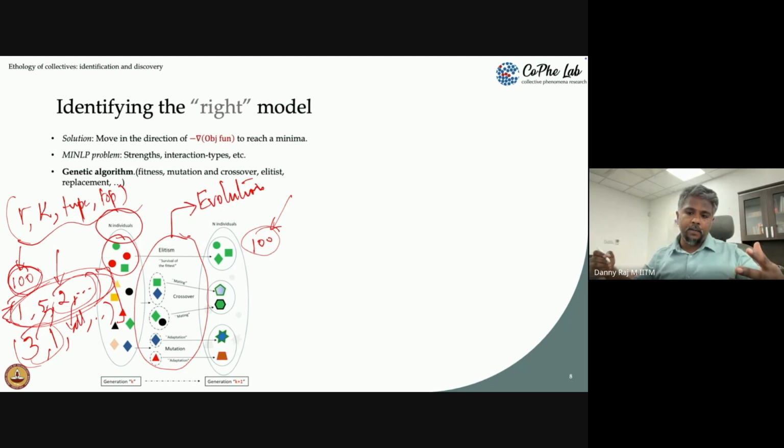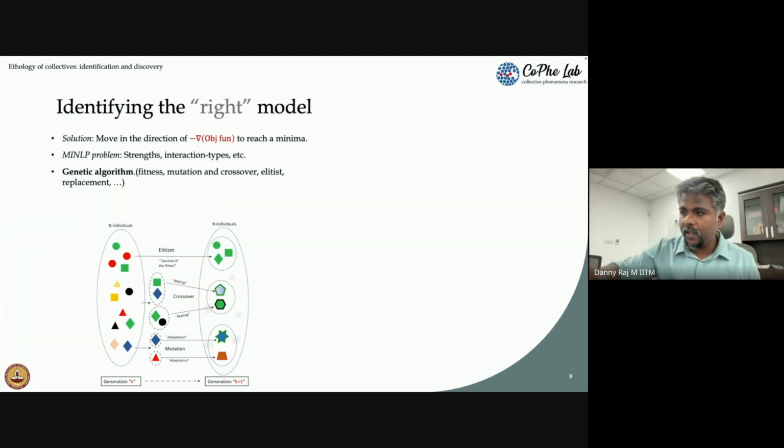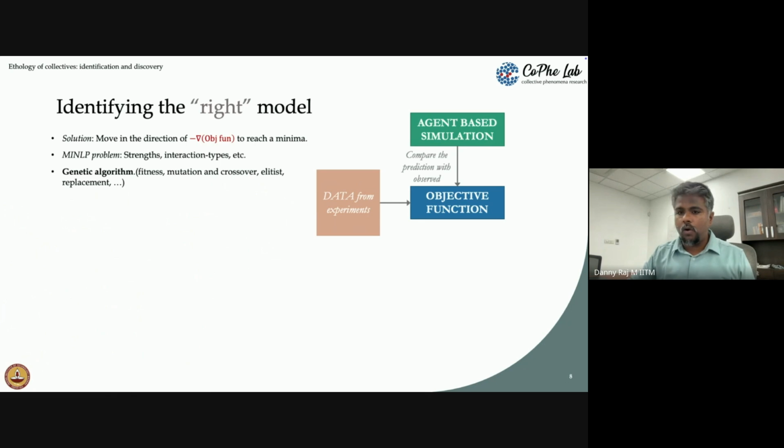And the hope is that it will be able to go towards the truth, where we ultimately find the right set of combination of these parameters that will explain the data. So let me just show how that is in a simple sense. So we spoke about the forward simulation, right? So that is what you do here.